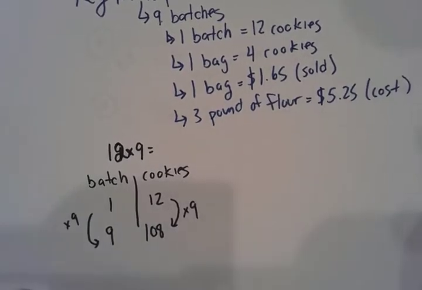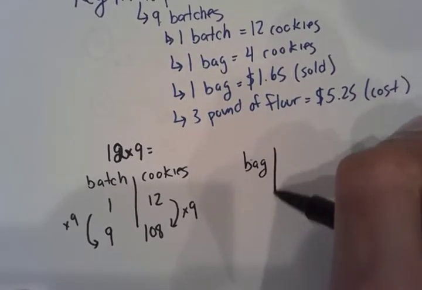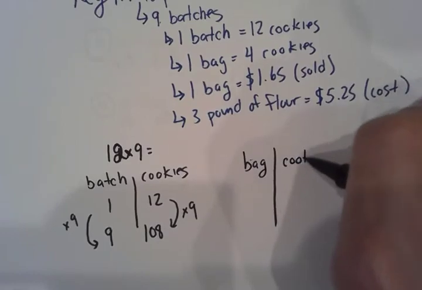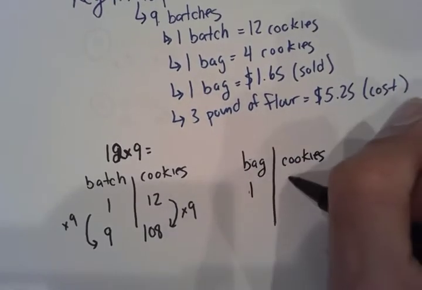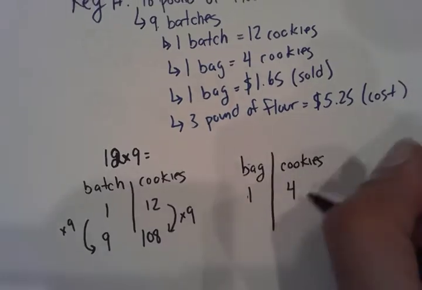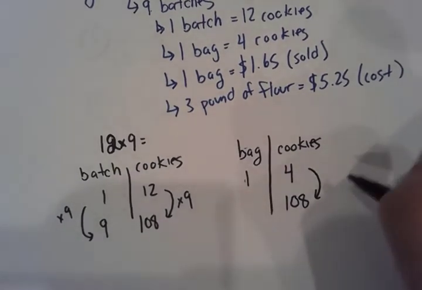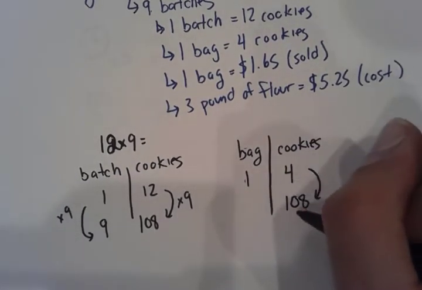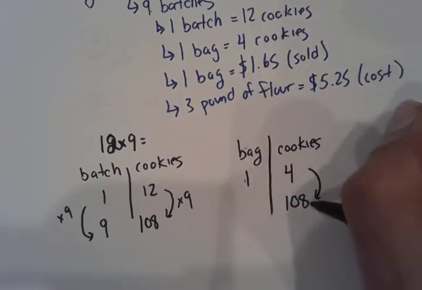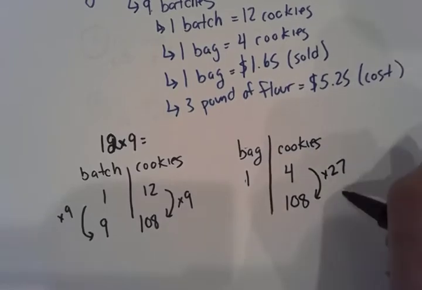So how many bags of cookies is that going to be? We know if we were to make a ratio table, we know that one bag equals 4 cookies. And how many cookies did we make? Well, if we just look at the math we just did, we will see that there are 108 cookies. So 4 times what equals 108? Well, I know 4 times 25 equals 100, and 4 times 2 equals 8. So 4 times 27 is going to get us to 108.